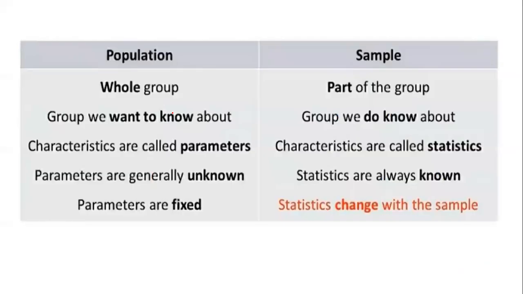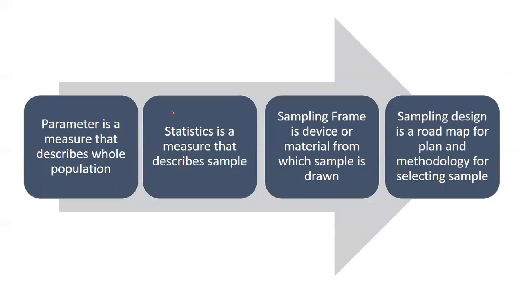Then yes, I have taken this topic, though there is no question on this, but it may help you. So population and sample. Population is nothing but a whole group, sample is a part. Population is based on parameters, whereas sample is on statistics. Parameters are generally unknown, whereas sample statistics are known. Parameters are fixed, and statistics can change with the sample. A parameter describes the population, and a statistic describes the sample.